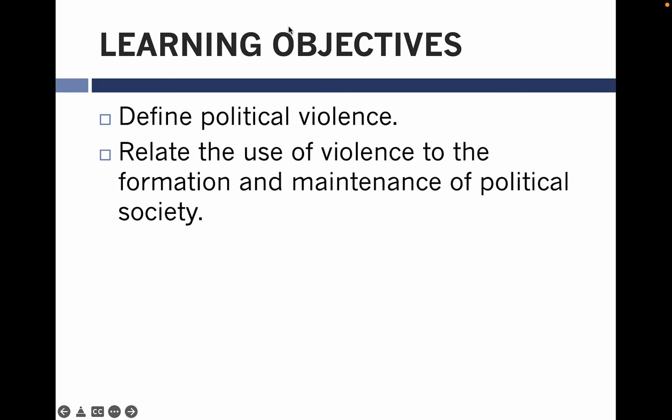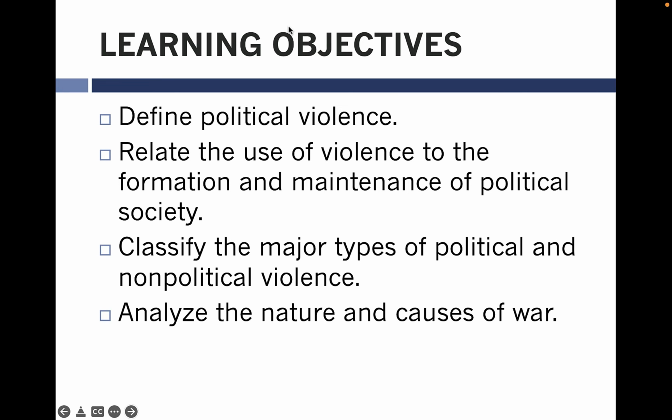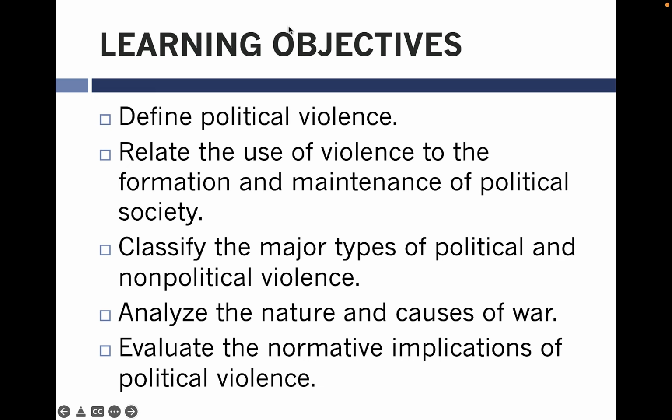We're going to relate the use of violence to the formation and maintenance of political society. We're going to classify the major types of political and non-political violence. We're going to talk about the nature and causes of war. Are we naturally inclined to wanting to get into war? Are we naturally prone to violence? That would be a Thomas Hobbes type belief, that we are naturally inclined to conflict. And then we'll evaluate the normative explanations of political violence.